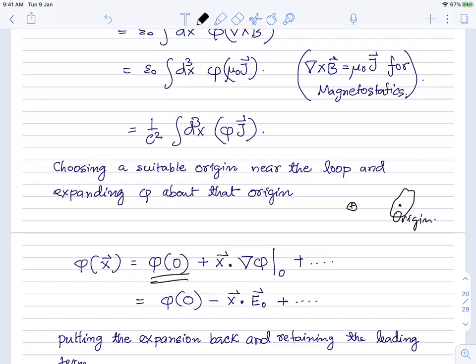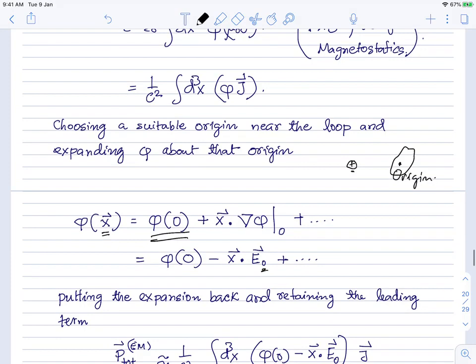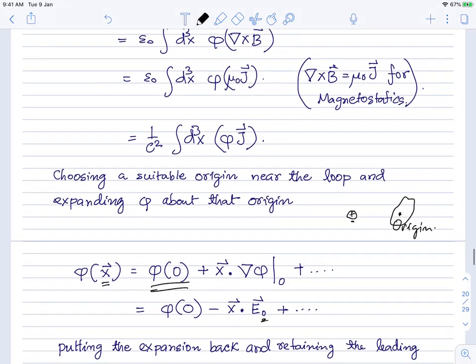If we expand it around that point, then of course there will be a phi naught, plus, if you like, this is the x. So we have chosen the origin here and the charge is at a different location. So with respect to x we are expanding, so the next term will be x dot gradient of phi, and that gradient of phi is nothing but the minus of the electric field at that point. That's why I have included the naught here, and so on. There will be other terms, and it can happen that these other terms would also contribute.